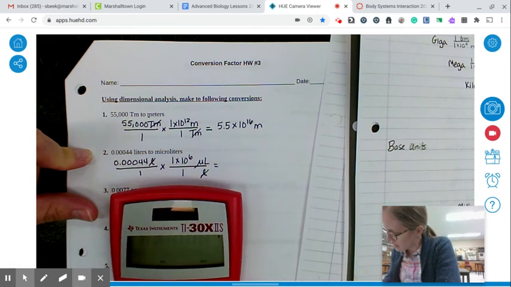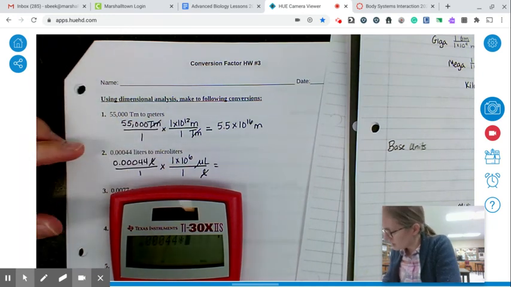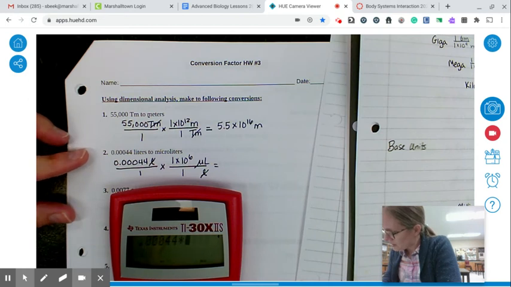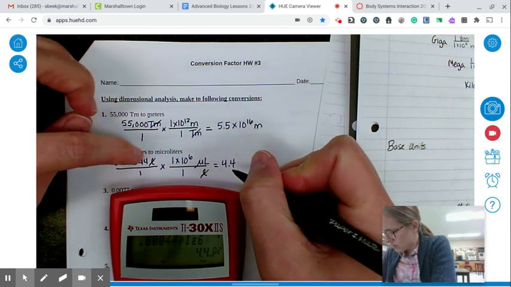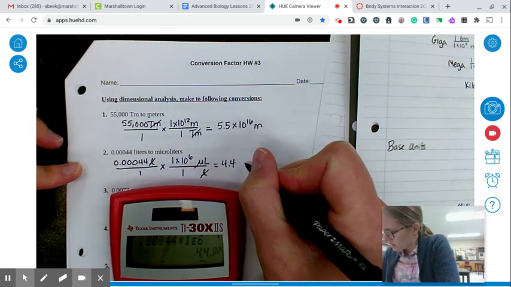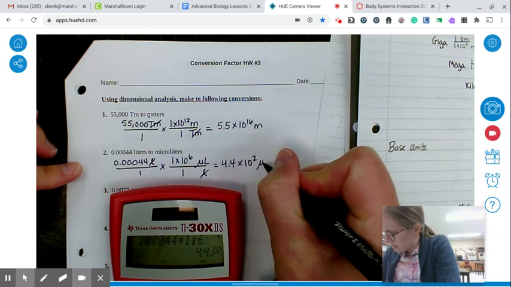So then I plug it in. I'm multiplying. I didn't say that last time, but I'm multiplying because the number is on top. And I'll do 1, second EE6. I end up with 4.4. That has 2 sig figs. I still have 2 sig figs, times 10 to the 2nd, and then my label.